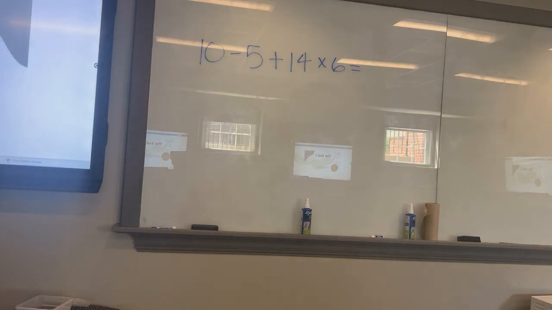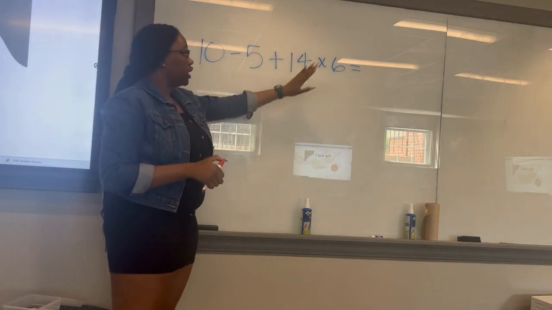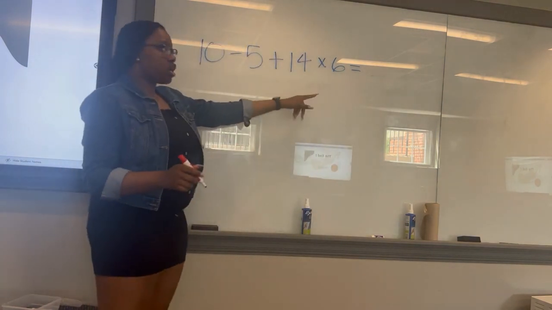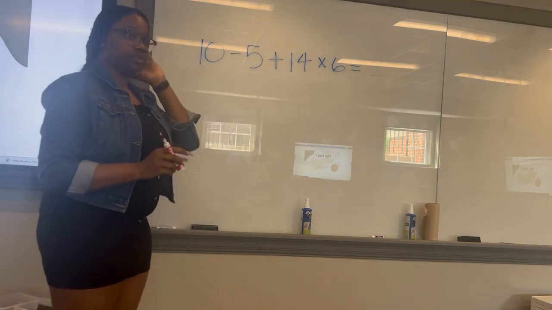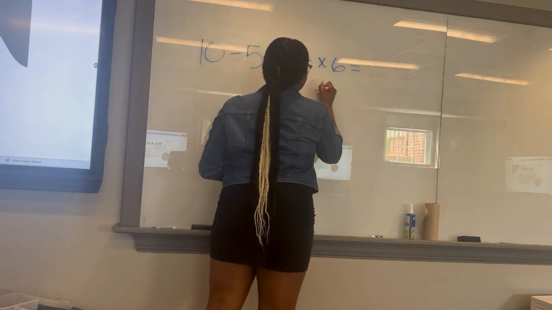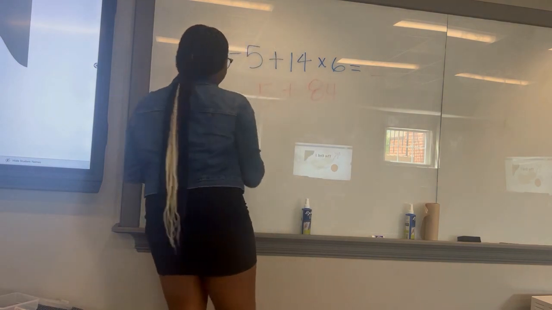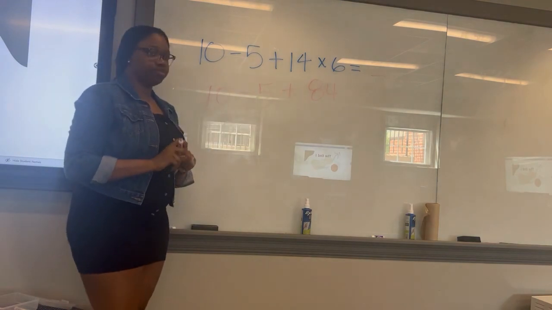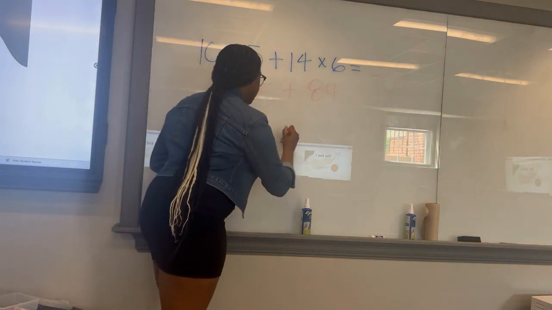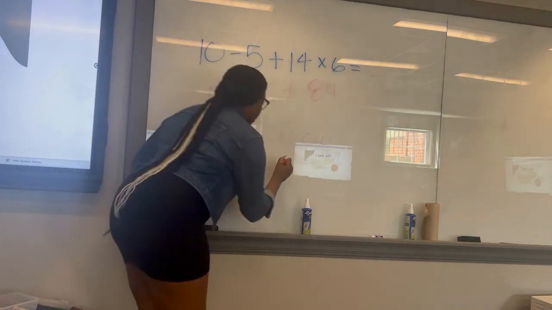Okay, in our worksheet, we have problem number 1, which is 10 minus 5 plus 14 times 6. Where will we start our problem? 14 times 6. Correct, which would give us the answer of 84. So we bring everything down. What would be our next step? 10 minus 5, which gives us 5, plus 84, which gives us 89.